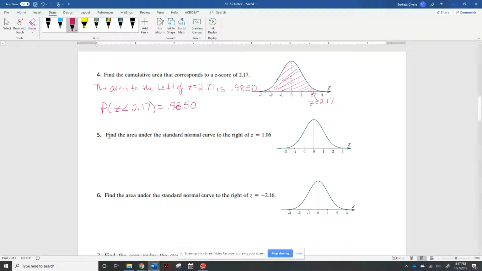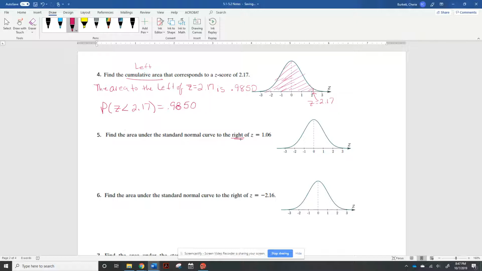Okay, so the area under the normal curve to the right. So here we go. This one is different because they want not to the left. They didn't ask for the cumulative area. They asked for the area to the right. Cumulative area is always going to be to the left because we read it from left to right. If they want something different, they'll have to change their wording.